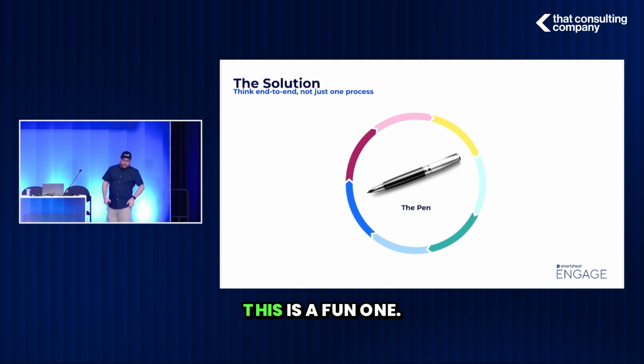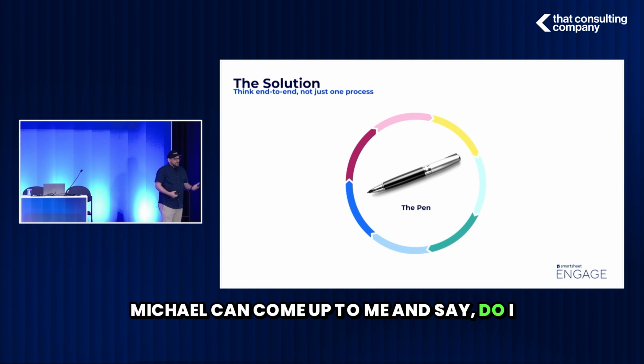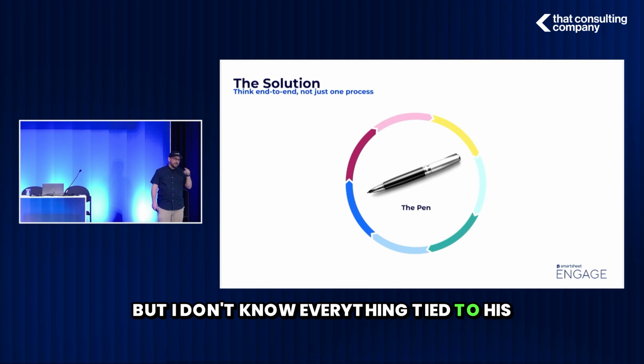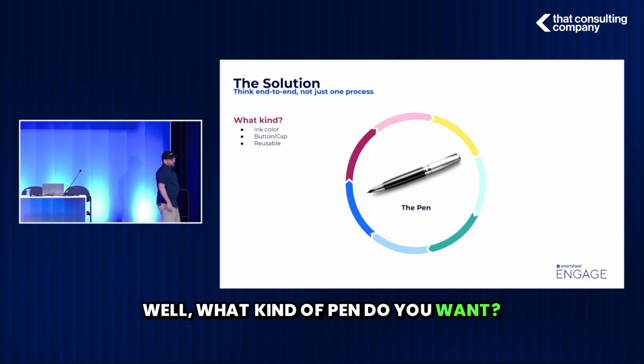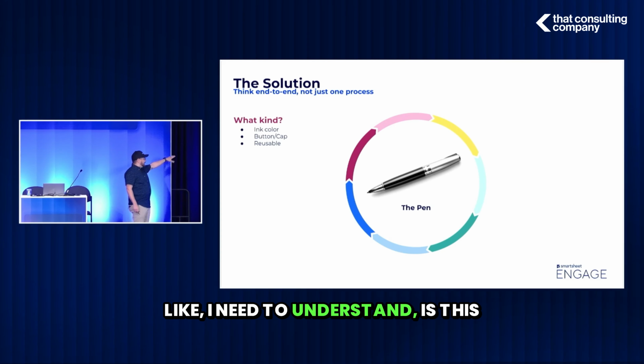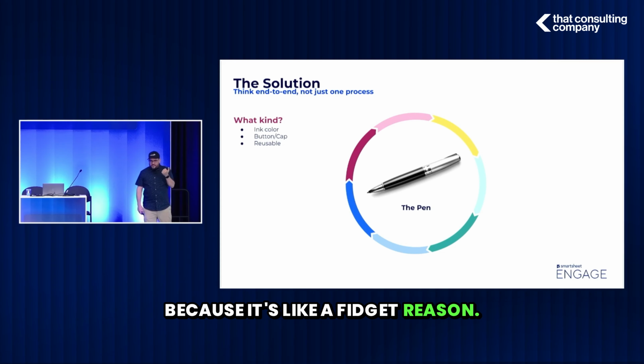So I always like to use this one. This is a fun one. Let's think of this as a pen. Michael can come up to me and say, Joe, I need a pen, right? His problem is a pen. Now I can give him a pen. That's easy. But I don't know everything tied to his question. Well, what kind of pen do you want? Does this have to be red ink? Does this have to be blue ink? I need to understand, is this reusable? Do you want a clicker because it's like a fidget reason? Why do you want it?